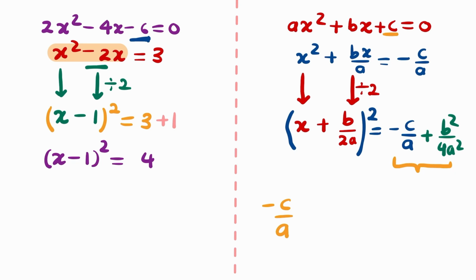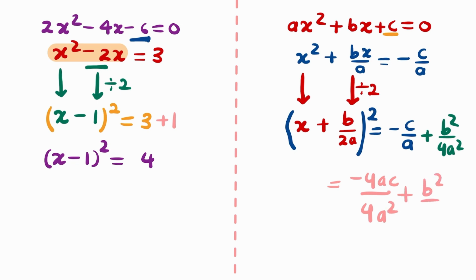How can we do that? By multiplying both the numerator and denominator by 4a. Like this. So the denominator will be 4a squared, and then the numerator will be 4a times minus c, which is minus 4ac. Now when we have common denominators, it will be minus 4ac over 4a squared plus b squared over 4a squared. Since we have common denominators, we can add them up together.